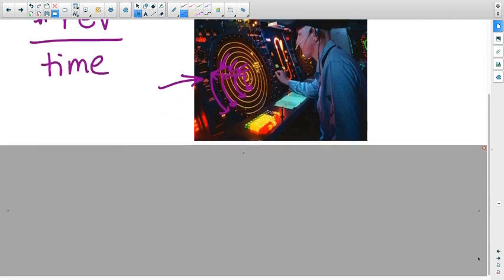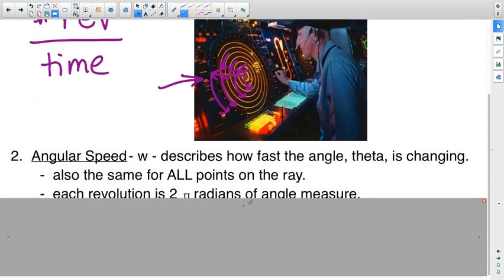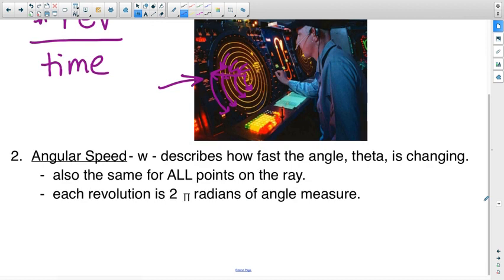After rotational speed, that's going to naturally progress us down into what's called angular speed. Now, for angular speed, we often use the letter W to represent it, although it doesn't have to be. Angular speed is telling us how fast the angle is changing. So now I'm just focusing on that central angle and looking at how fast that angle is changing. If I go back to my picture up here, I'm looking at this theta inside, and the speed at which the angle is changing.